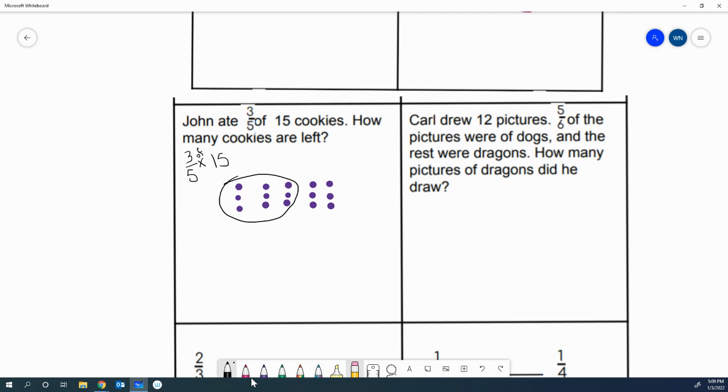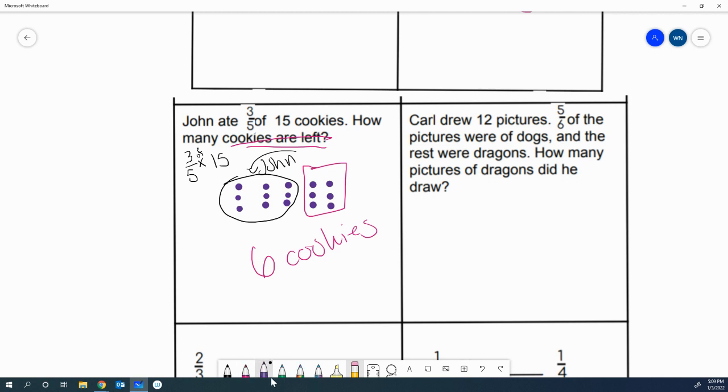Is that what the problem is actually asking us? John ate these cookies. These cookies are gone. How many cookies are left? If we're looking at cookies left, this is what's left because John ate those. This is a super tricky problem. There are 6 cookies left. If you got 9, that means you didn't read the problem because it says how many cookies are left.